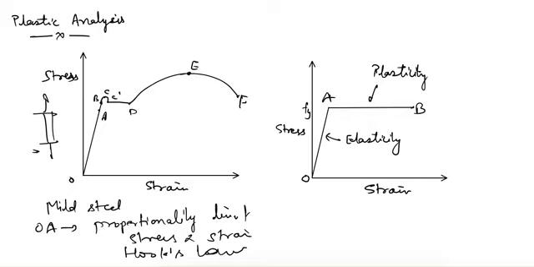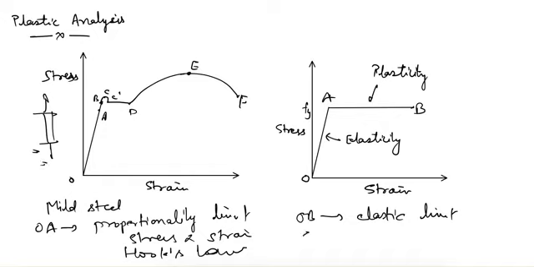Now after A, this point B, that is up to point OB, the material remains in the elastic zone. So this is the elastic limit of the material. Up to this point B, if we remove the load from this bar, it will regain its original shape, and no permanent deformation will be there in this material.